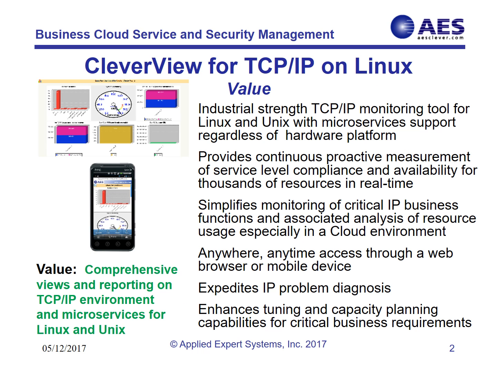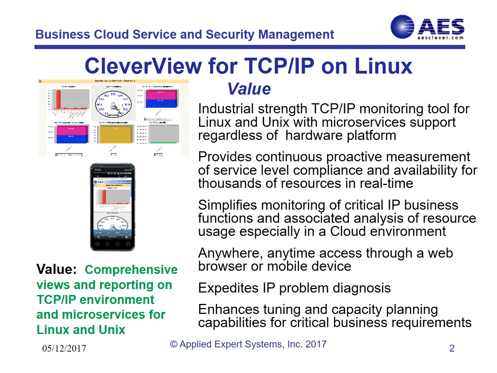CleverView for TCP/IP on Linux is a comprehensive Linux and Unix monitor with microservices capability. Its initial focus supported the virtualization migration effort for the Z system, but has grown into a cross-platform Linux monitor. It monitors your Linux resources to determine that they are available, performing up to service level agreement, and being utilized effectively. It also provides details including resource utilization and process information on Docker containers.